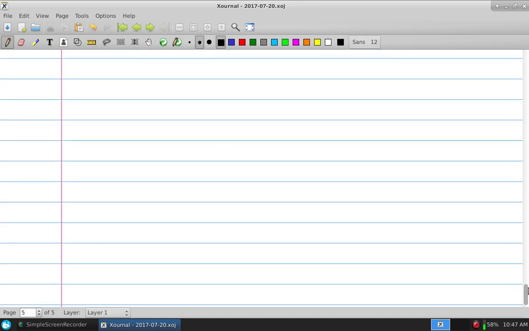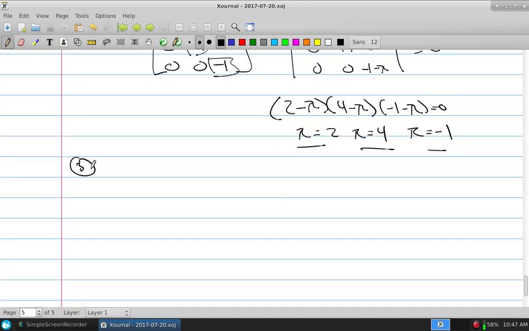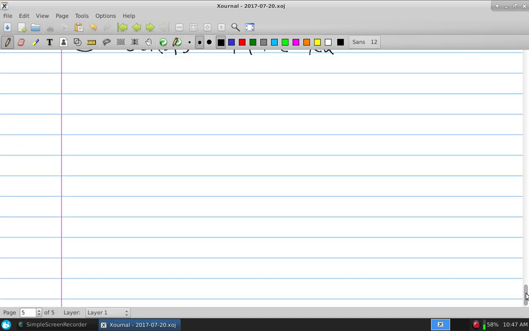A third property. The determinant of A is always equal to lambda 1 times lambda 2 times up to lambda n. Always. The determinant of the matrix is the same as the product of the lambdas. This is a quick check. Not a quick check, but it's a check.